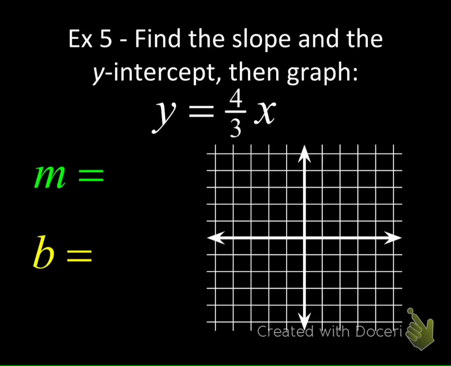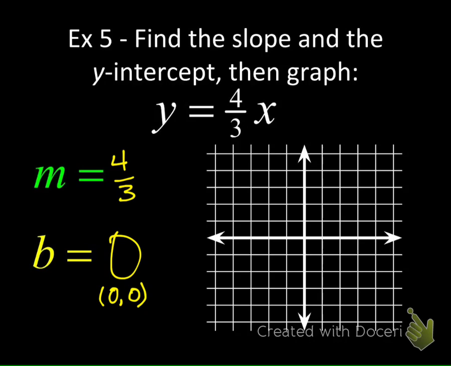Okay, what's my m? 4 over 3. Okay, this is important to know. So there's no number by itself, right? So it's going to be 0 because there's no number. I thought you always had to add on to 1. No, because you got an x. Okay, so under that, I'm going to write 0, 0 for my ordered pair.